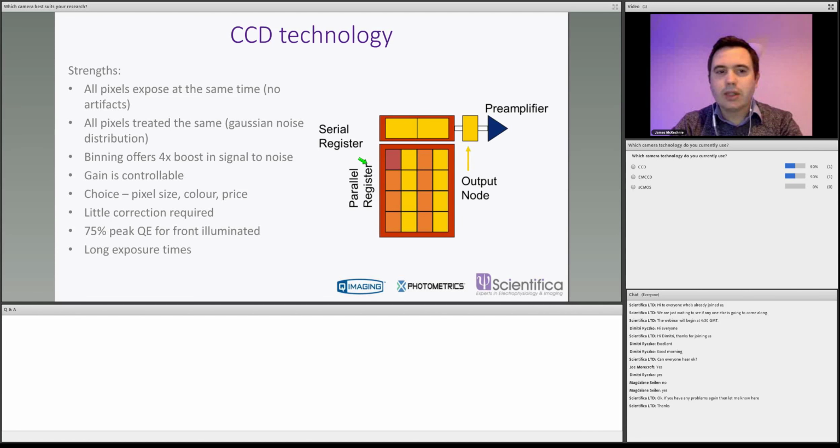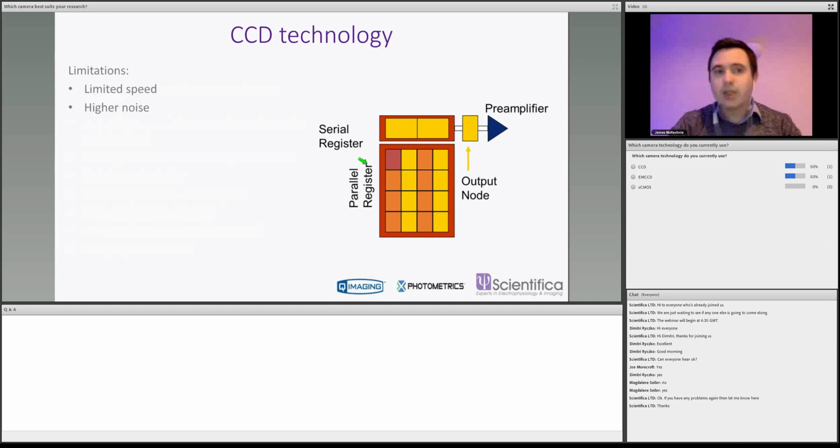You tend not to need any extra correction factors or anything like that, and we have some high QE sensors, quantum efficiency. Again, we'll come on to that. So CCD is really great for long exposure times.